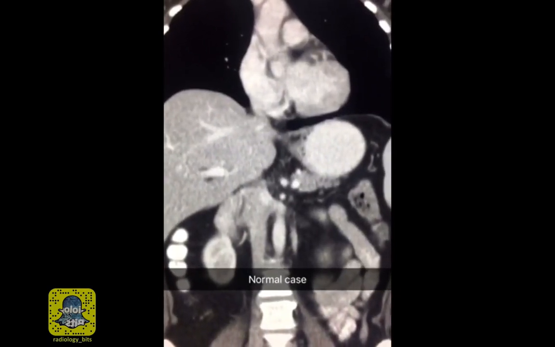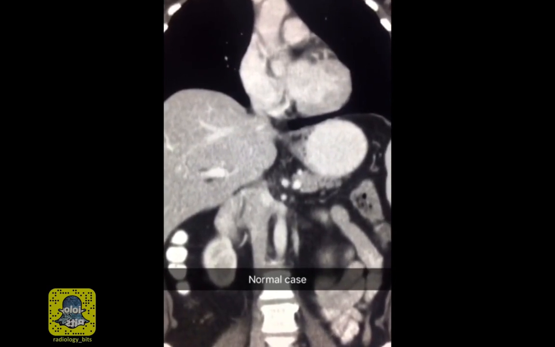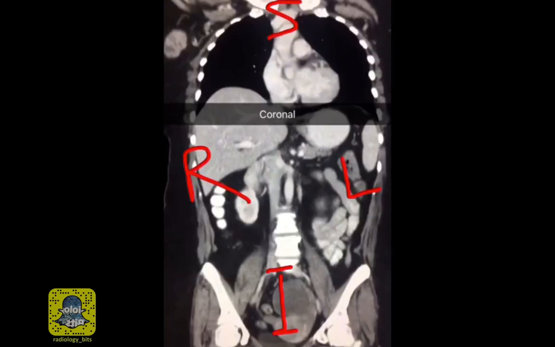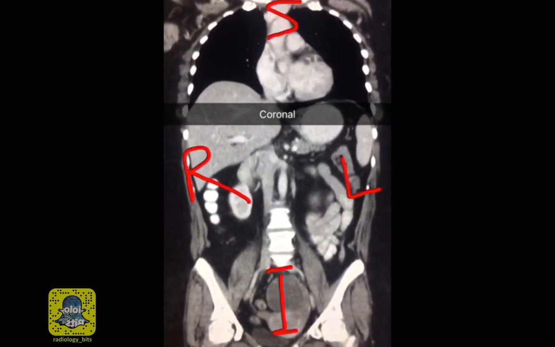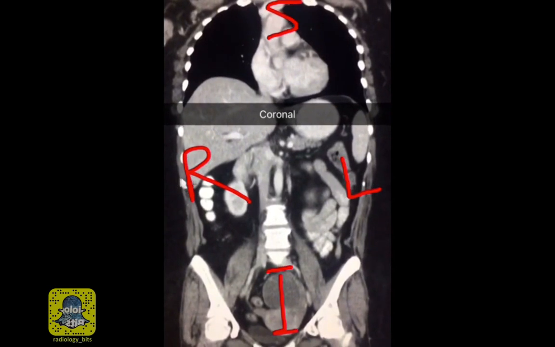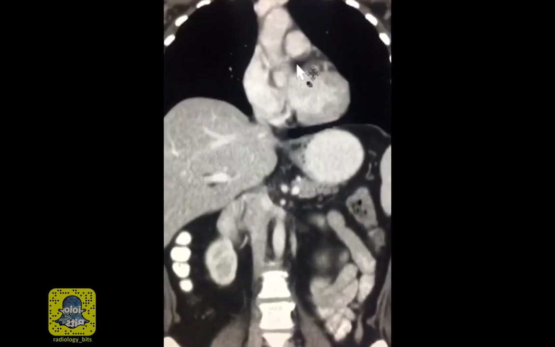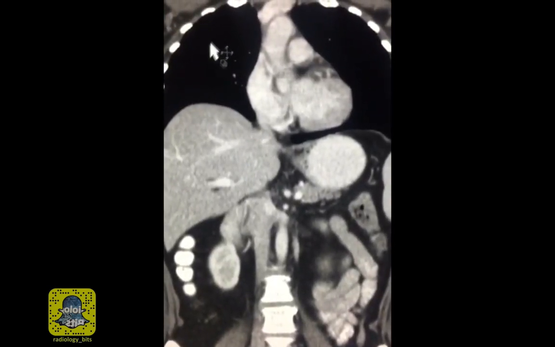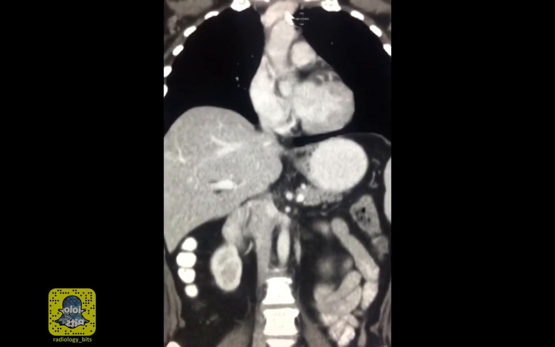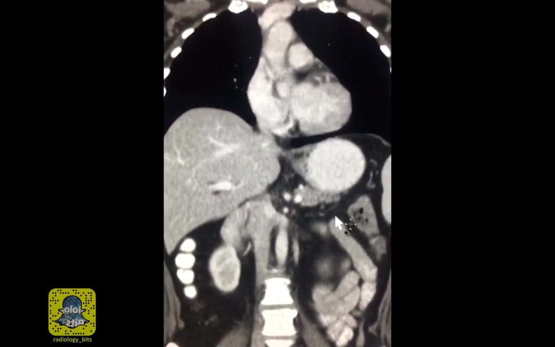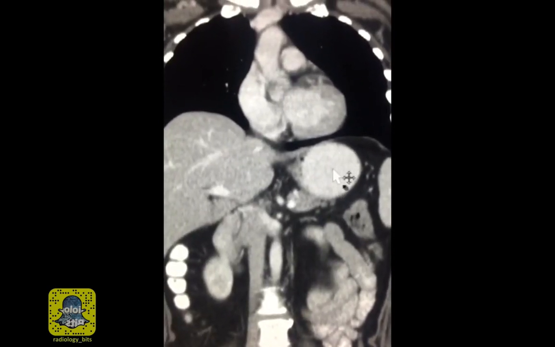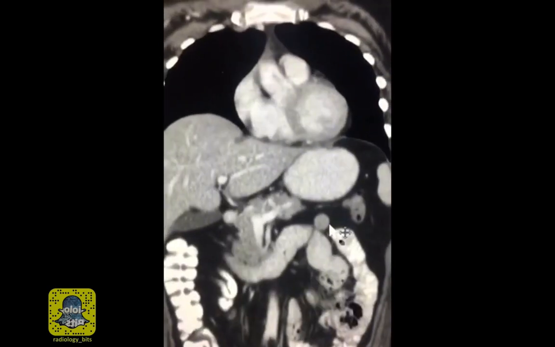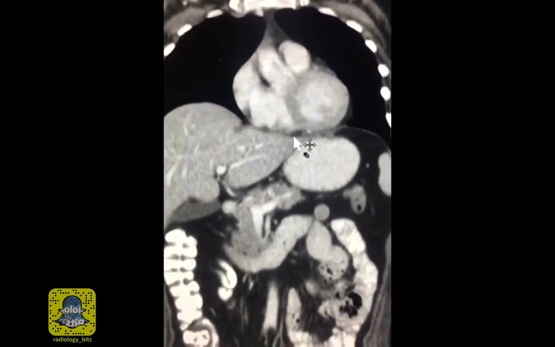Now, before we go to the CT on that abnormal case, let's look at this normal case to understand some basic gastric anatomy. For the sake of orientation, you're looking at a coronal CT where this is superior, this is inferior, this is right, and this is left. Above the diaphragm, you see the lungs and the heart with the mediastinal structures. Below the diaphragm, you see the bowel loops, liver, and spleen. The stomach is below the diaphragm, particularly to the left side.